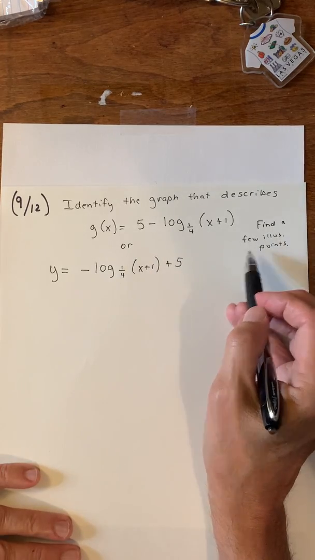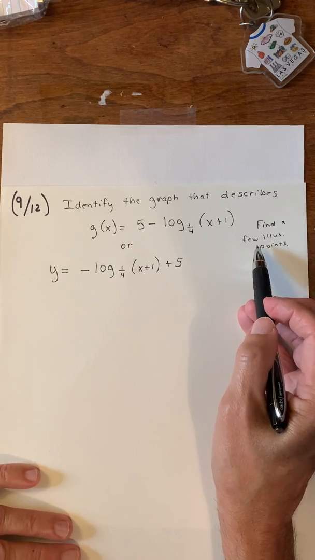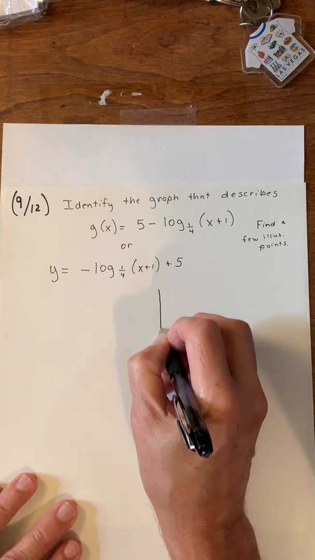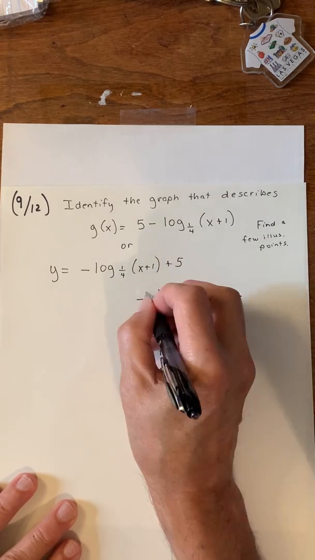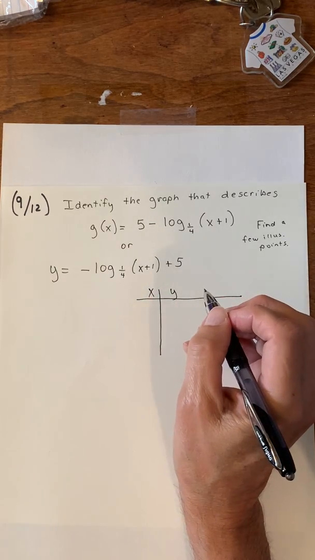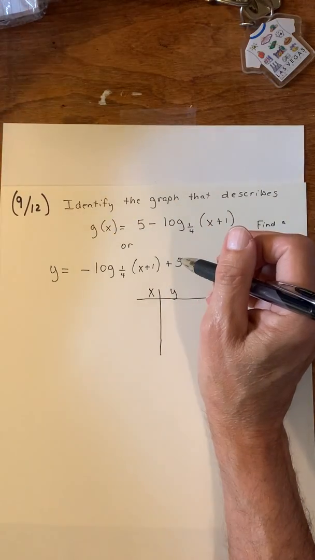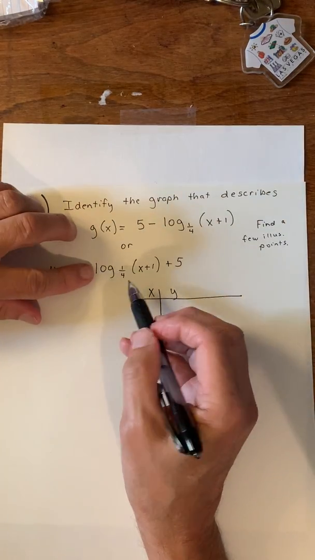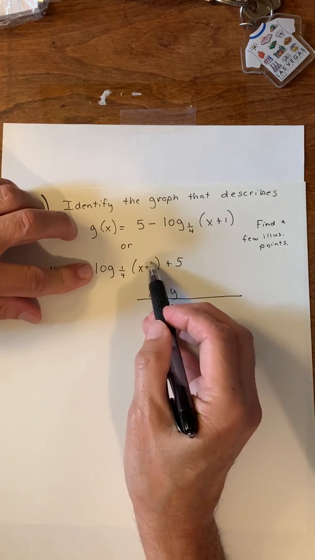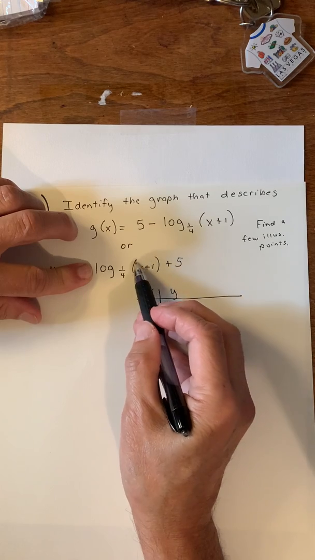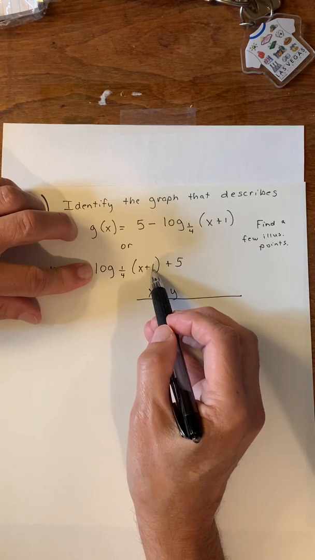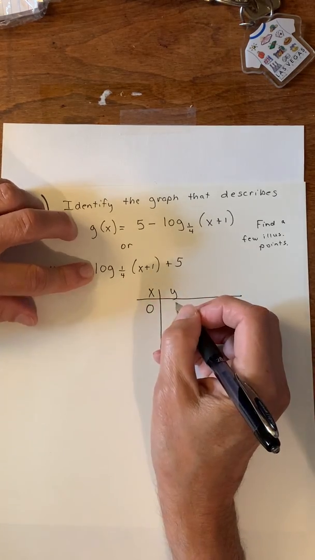All right, but that's a little confusing for me, so my suggestion is let's find a couple of illustrative points. So let's find some x's and y's. All right, keep our properties in mind. If I have log anything of 1, that's going to be simple. So I'd like this to be log of anything of 1. What would my x have to be to make this parentheses 1? Well, 0 plus 1 is 1. So I'm going to choose 0 for x.